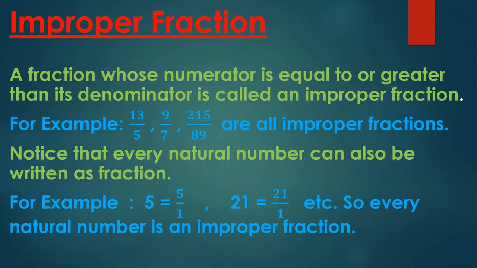Notice that every natural number can also be written as fraction. Every natural number means, for example, 5. We can write down 5 as 5 upon 1. 5 is a natural number, but in the denominator, when we write down 1, it will become 5 upon 1. It will not make any change in the number and it will now become a fraction. 21 can be written as 21 upon 1. So, every natural number is an improper fraction also.